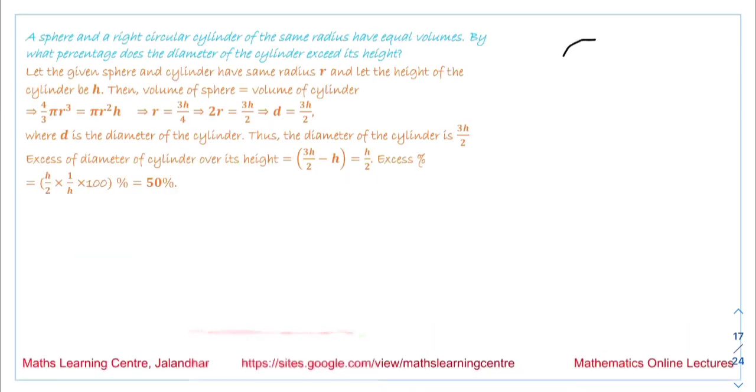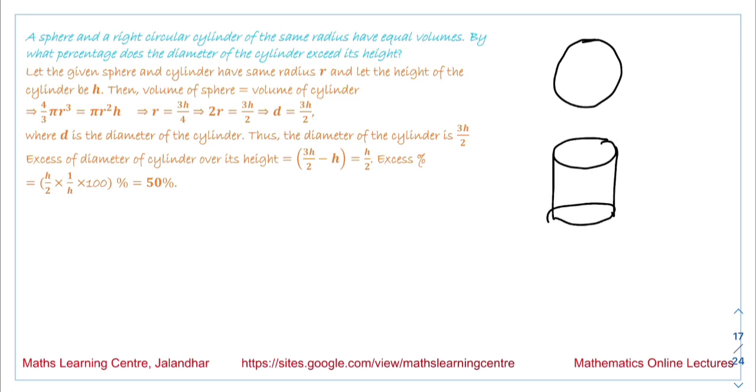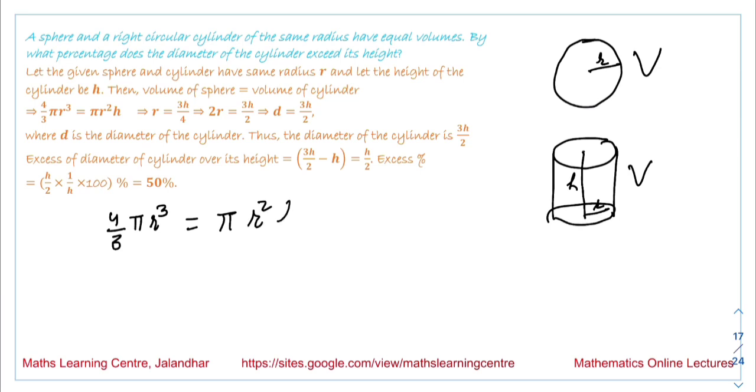Next we have a sphere and a right circular cylinder of the same radius. Suppose the radius of this sphere and the radius of this cylinder are r, and both of these have the volume V. By what percentage does the diameter of the cylinder exceed its height? Suppose the height of this is h. Both the volumes are equal. The volume of the sphere is 4 by 3 pi r cube, and the volume of the cylinder is pi r square h. So this pi gets cancelled, and from r square and r cube we are left with r.